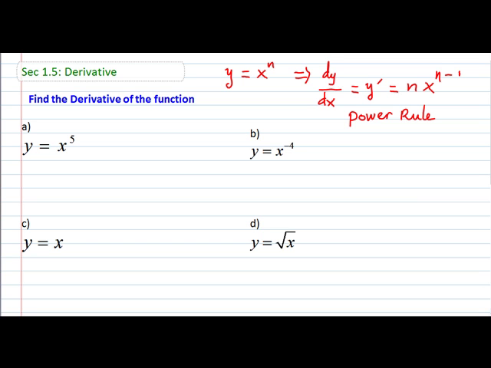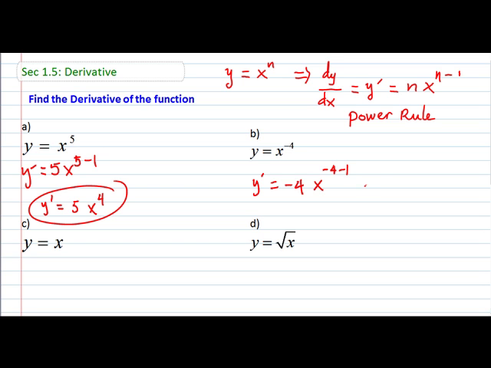So let's do part A. We are looking for y prime. I see that I have x to the 5th power. I'm using this rule here. I bring 5 down, x to the 5 minus 1. So therefore y prime equals 5 times x to the 4. That's our answer. Part B. Y prime will be, I see I have a power of minus 4. I bring minus 4 down, take minus 4 minus 1, which is minus 5, so it equals minus 4 times x to the minus 5.